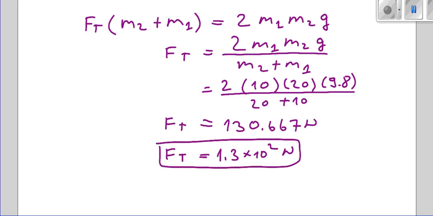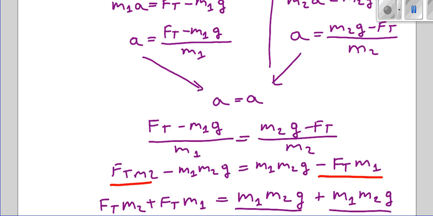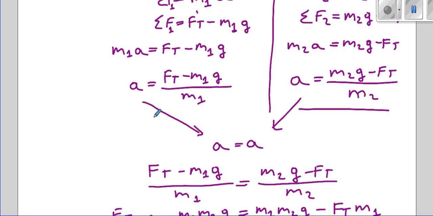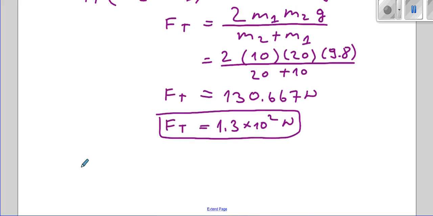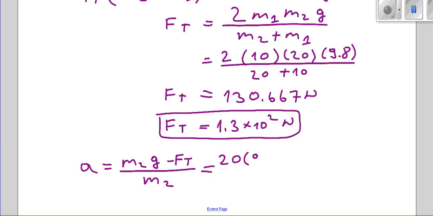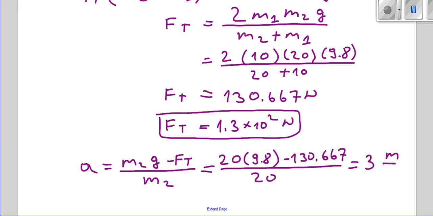All we have to do now is take that tension force and substitute it in one of these expressions. It doesn't matter which one. I guess I'll take this one. I'll just rewrite it at the bottom. Acceleration is equal to 2g minus Ft over M2. 20 minus 136 over 20, and that turns out to be 3 meters per second squared, and that is the acceleration.